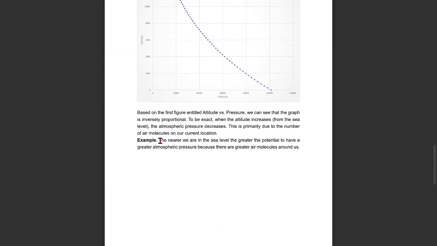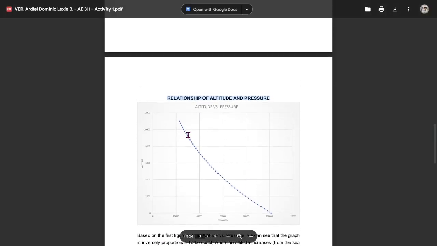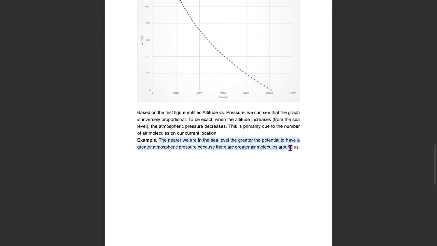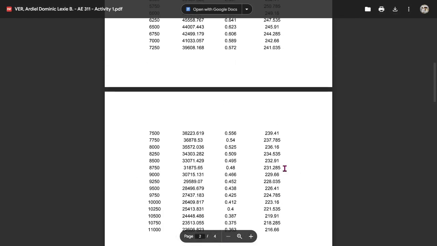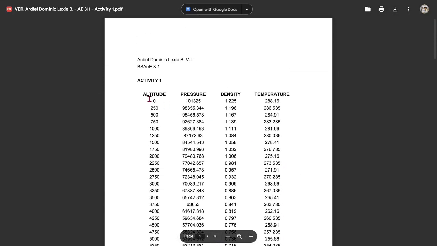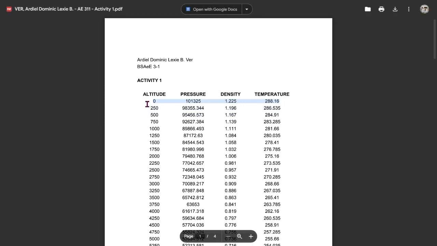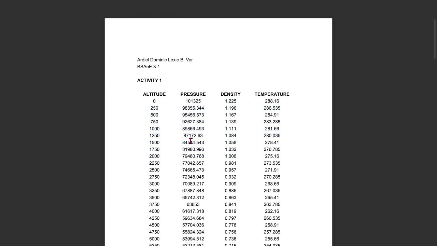So ayan, the relationship of altitude and pressure: the nearer we are to sea level, the greater the potential to have a greater atmospheric pressure because there are more air molecules around us. So, mas mataas yung pressure natin sa ground kesa tumataas. So, habang umaangat yung altitude natin, mas bumababa yung pressure natin. That's the relationship.